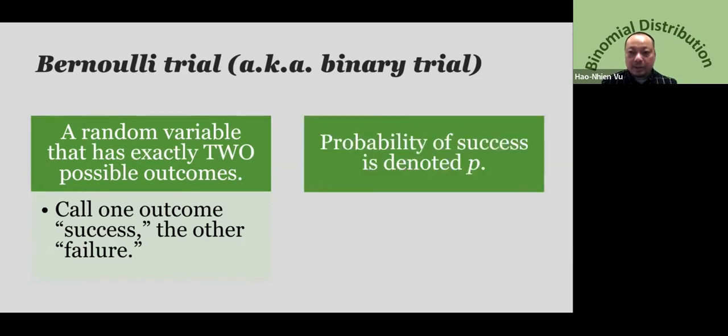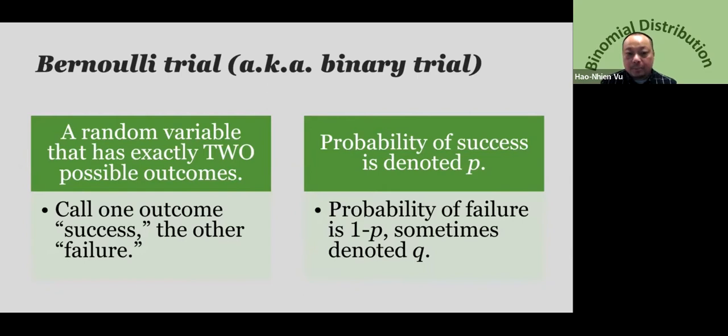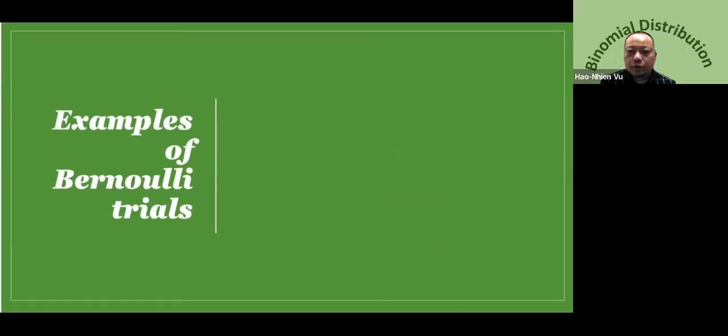The probability of success is denoted by the letter P, and the probability of failure is equal to 1 minus P, and sometimes we denote it as a letter Q. So here are some examples of a Bernoulli trial or binary trial.